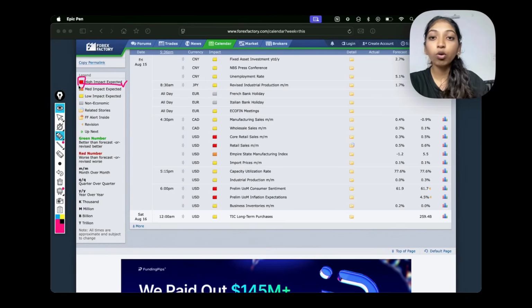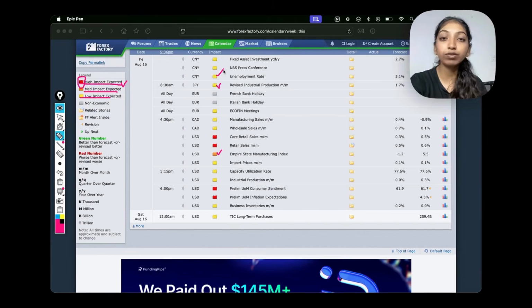And then we have orange folders right here. This is medium impact, right? So orange folders are medium impact expected. Still important, but they could move the market based on the data and expectations. And then we have the yellow folders right here. These are all yellow folders. This is low impact. It's not particularly important or prioritized news. Most of the time I don't even care about these news. So yellow folders have low impact.